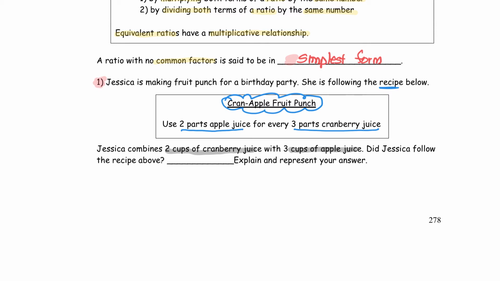Did Jessica follow the recipe above? Explain and represent your answer. When you see the word represent, it's another way to say basically show your work. Show work or justify.